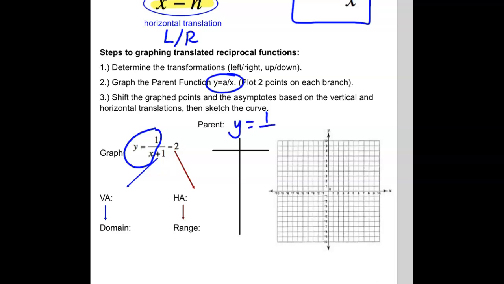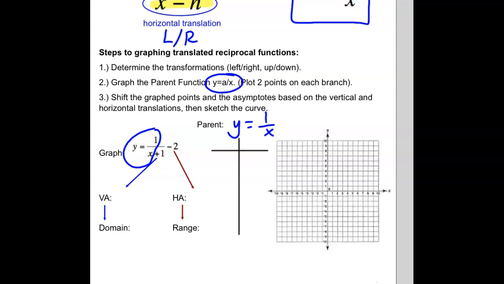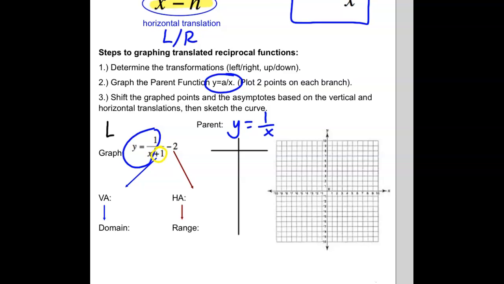Okay, so in this case, if we just look at the first part of this, our parent function is y equals 1 divided by x. The types of transformations that we see, the plus 1 here is going to shift it left 1, and the negative 2 here is going to shift it down 2. All right, so we know what movement we have to make once we've got our parent function graphed.